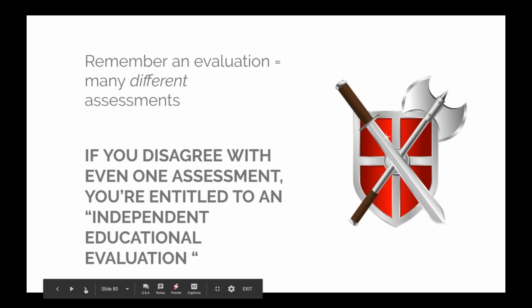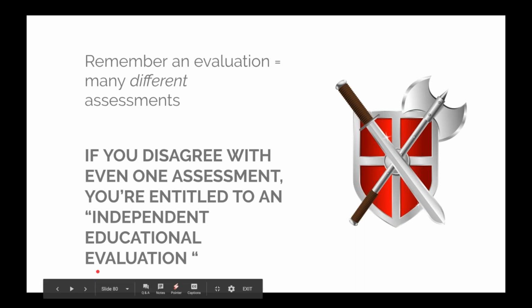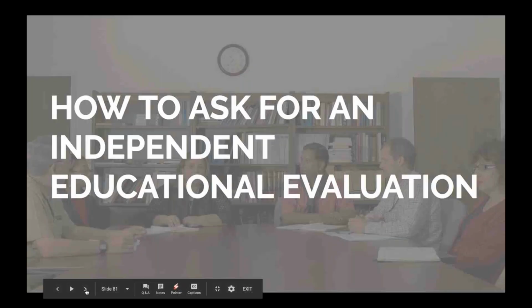Remember, a comprehensive evaluation is comprised of many different assessments: vision, auditory, gross motor, fine motor, all that stuff. If you disagree with one assessment, you've looked at it, you find it to be inaccurate, and it doesn't provide you with the special education or the related services that your kid needs in school, then one of your procedural safeguards, remember, is to ask for an independent evaluation at the school's expense. How do you do that? How do you ask for an independent evaluation?